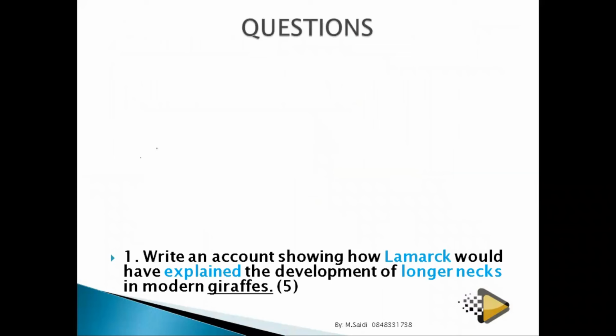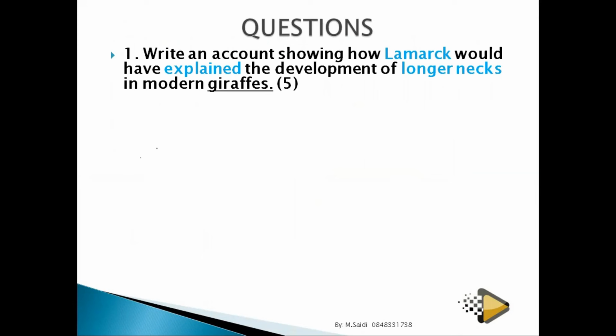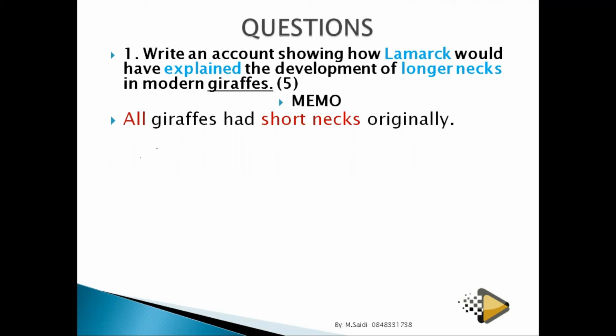Here is a question. Let's look at it. Write an account showing how Lamarck would explain the development of longer necks in the modern giraffe. 5 marks. Here is the memo. Number one, all giraffes had short necks. We saw that all of them originally had short necks. That's how we mark now, we give you a tick. It means that there was no variation among these giraffes.